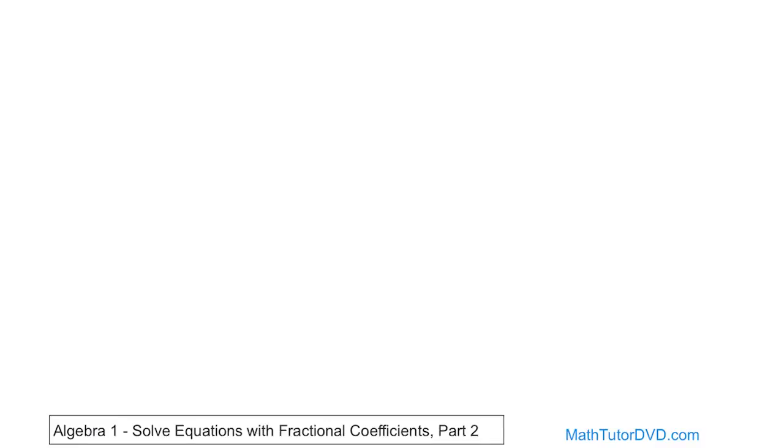Hello, welcome back. We're going to be continuing to solve equations that contain fractional coefficients. What if you had 3a over 5 minus a over 2 is equal to 1/20th? Now, as I said before, here you have a fraction with an a and a fraction with an a, so you want to combine them together.